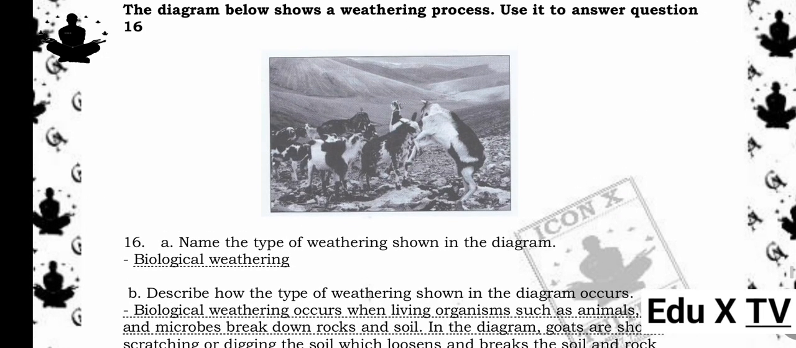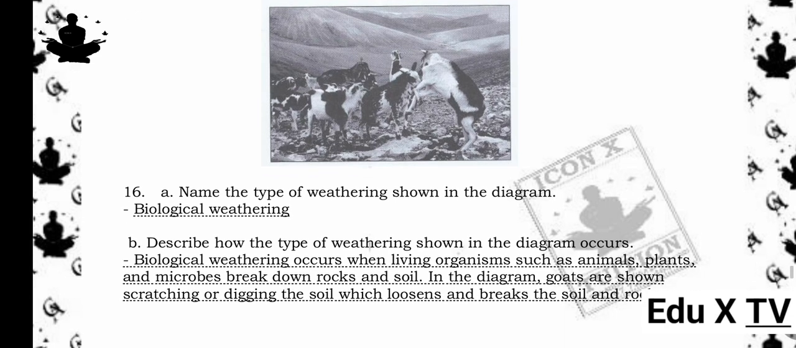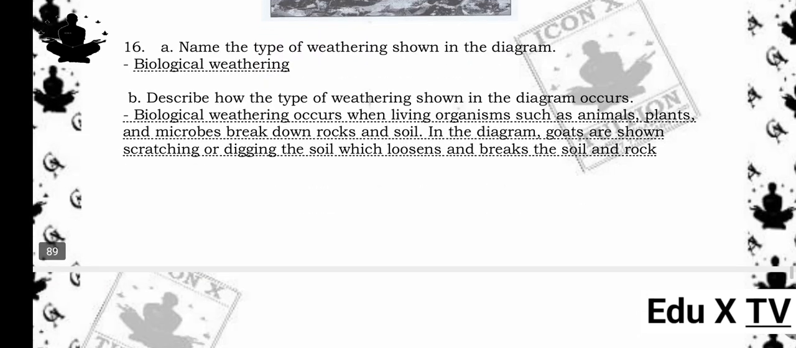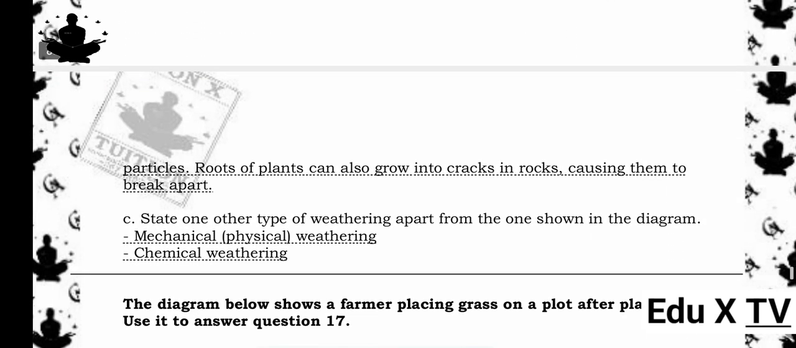Use it to answer question 16. 16. A. Name the type of weathering shown in the diagram. Biological weathering. B. Describe how the type of weathering shown in the diagram occurs. Biological weathering occurs when living organisms such as animals, plants, and microbes break down rocks and soil. In the diagram, goats are shown scratching or digging the soil, which loosens and breaks the soil and rock particles. Roots of plants can also grow into cracks in rocks, causing them to break apart.